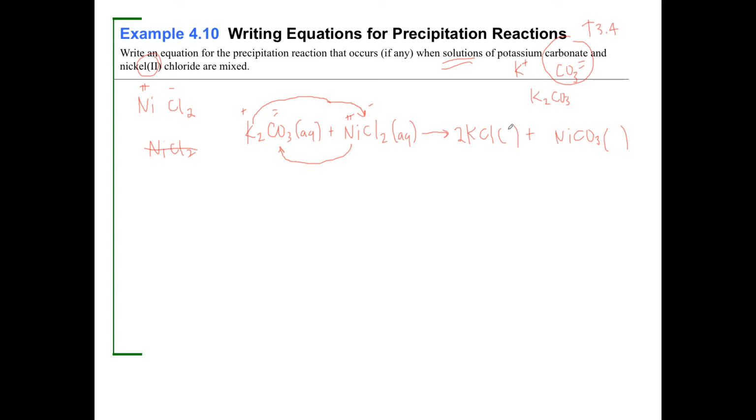So potassium, according to the top line, has no exceptions. It's always soluble. So this is going to be aqueous.